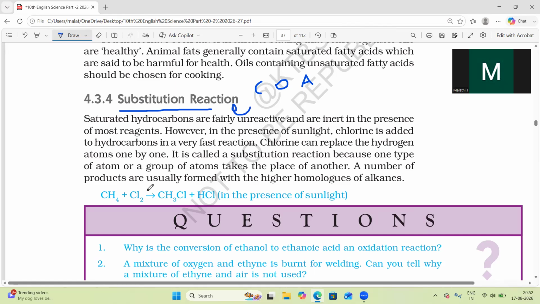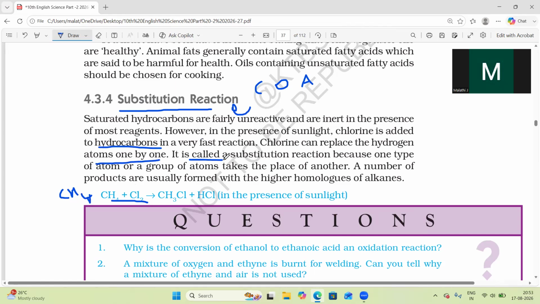So if you take this, what is this? Methane, and then we have to take chlorine. So what we have to do here, you write CH4, right? Chlorine will replace one of the hydrogen atoms. So one hydrogen atom will be removed and one chlorine atom will be added to this. In the presence of sunlight, chlorine is added to the hydrocarbons. It is a very fast reaction. So chlorine replaces hydrogen atoms one by one.